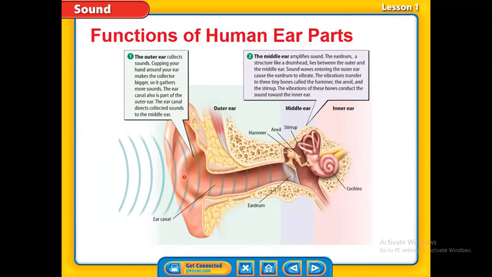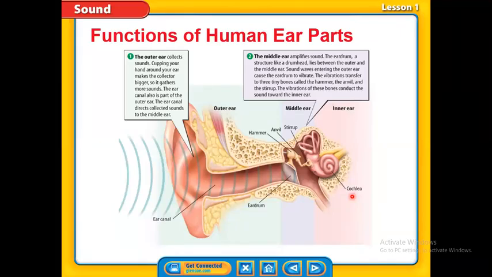So when sounds get into your ear, they are collected by the outer ear, and then directed by the canal to the eardrum, which also starts to vibrate. Okay, and these vibrations will move through these 3 bones in here. We have the hammer bone, the anvil, and the stirrup, as we learned about. The vibrations of these 3 bones will then get the sound toward the inner ear, which contains the cochlea.